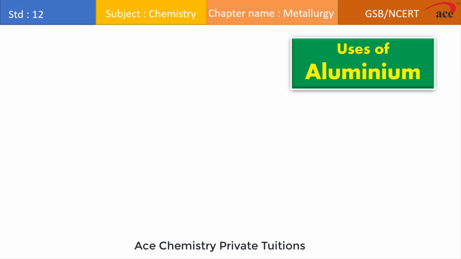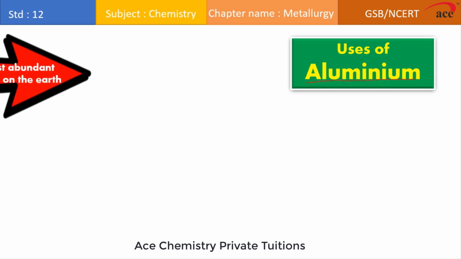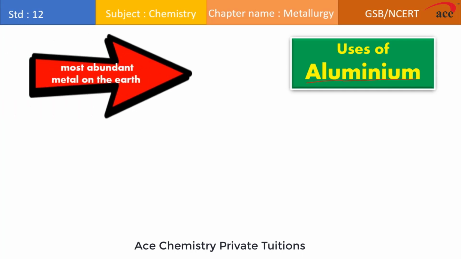So in this session we are going to discuss the extraction of another important metal, and that is aluminium. Students, before moving to the extraction part, we know that aluminium is a very important element and it is the third most abundant metal on the earth's surface.